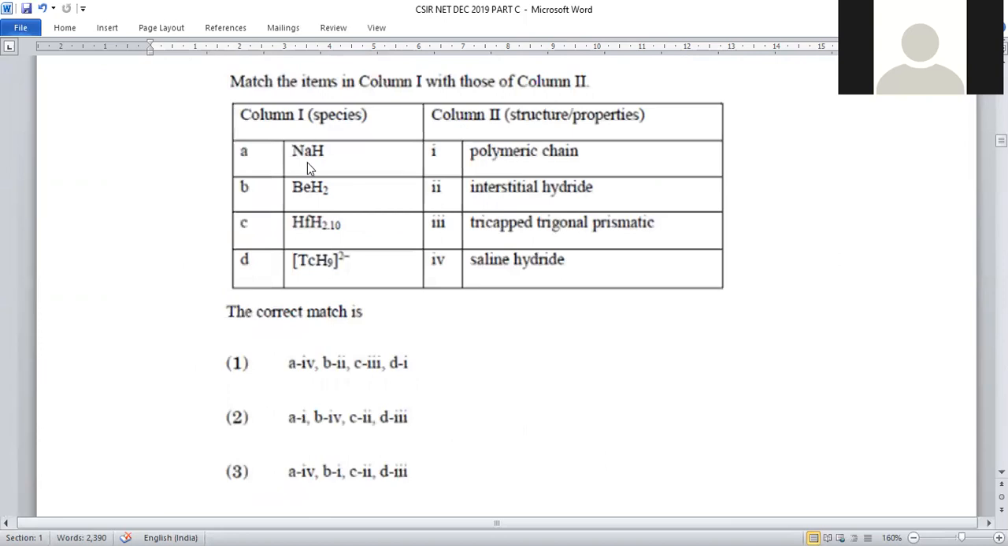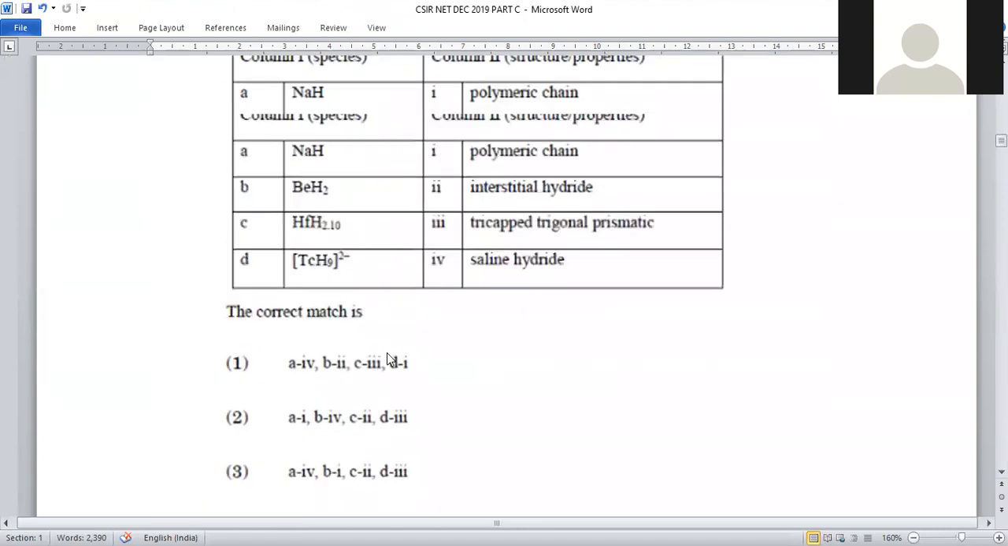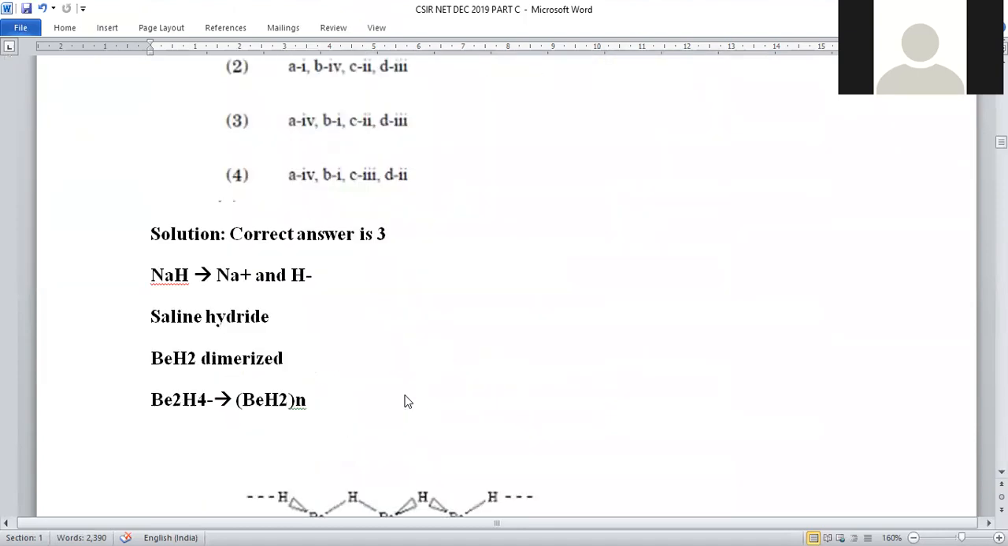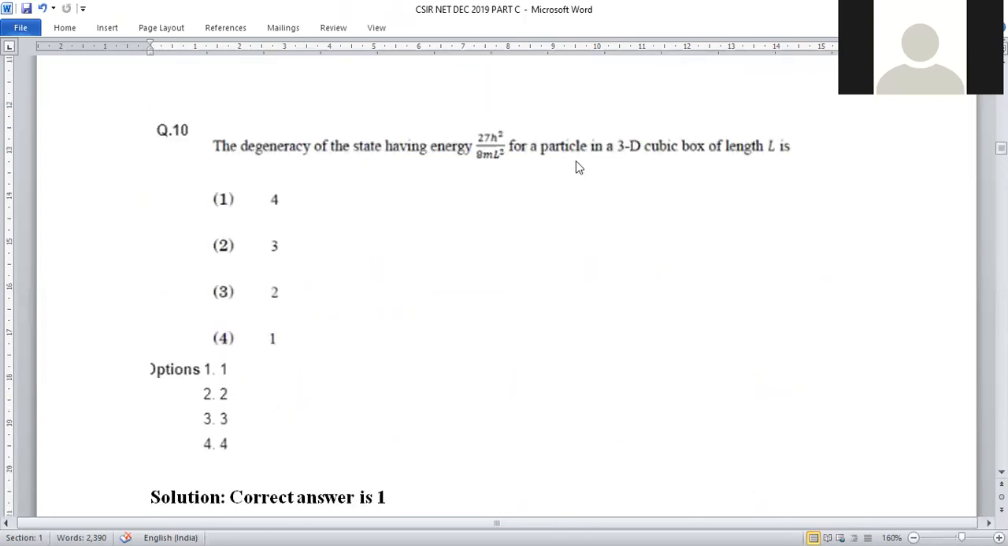All these options: sodium hydride, saline hydride, option number A with 4; beryllium polymeric, 1 is the right answer; hafnium interstitial, 2; and technetium tricapped, 3. Option number 3 is the exact answer for this question. Now, let us move on to the next question, the last question of this session, question number 10, where solid state chemistry was taken here.